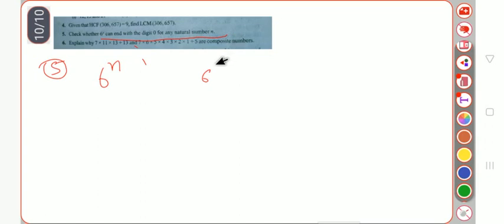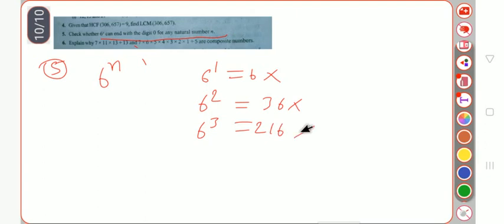Suppose we take n as 1, it is 6, not ending with 0. Suppose we take 2, it is 36, not ending with 0. 6 to the power 3 is 216, not ending with 0. So in this question it is asking to check whether it ends with 0 or not for any natural number. n can be 10, 12, 13, 17, any natural number. So in each case we do not apply.